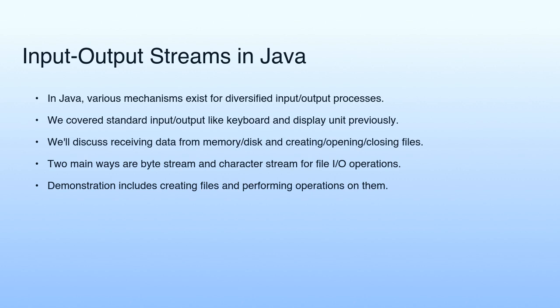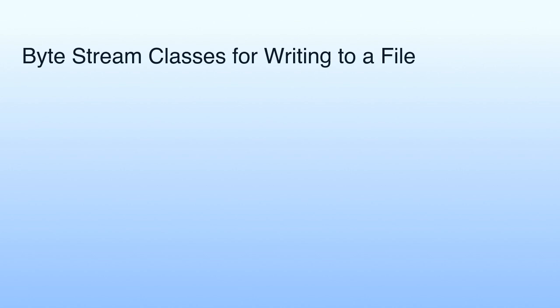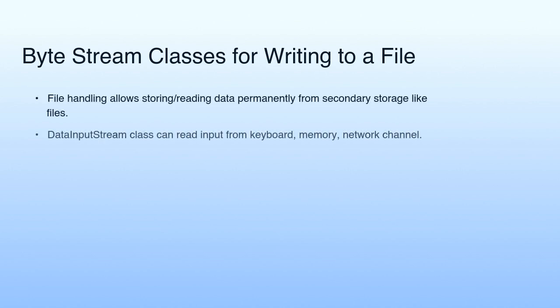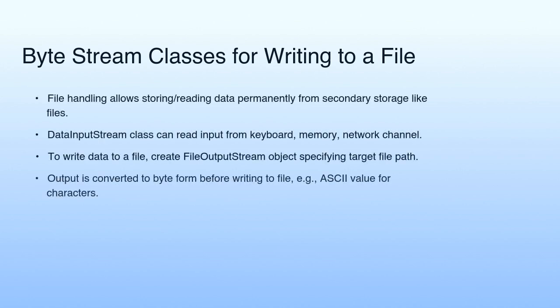Now we will discuss receiving data from memory or disk and creating, opening and closing files. The 2 main approaches are byte streams and character streams for file I/O operations. This demonstration includes creating files and performing operations on them. File handling allows us to store and read data permanently from secondary storage like files.